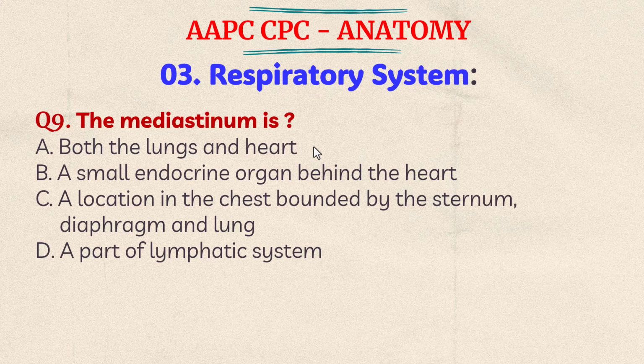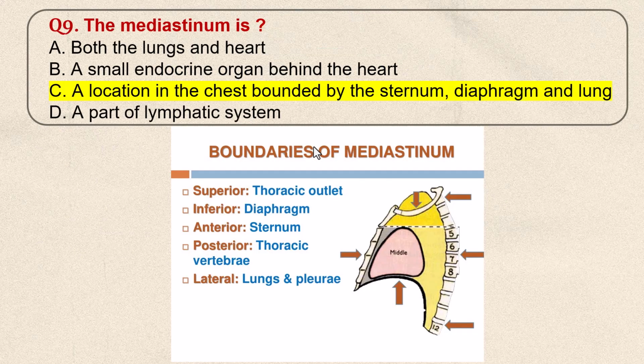Question number 9. The mediastinum is A. Both the lungs and heart. B. A small endocrine organ behind the heart. C. A location in the chest bounded by the sternum, diaphragm and lung. D. A part of lymphatic system. Think the answer. So the correct answer is C.